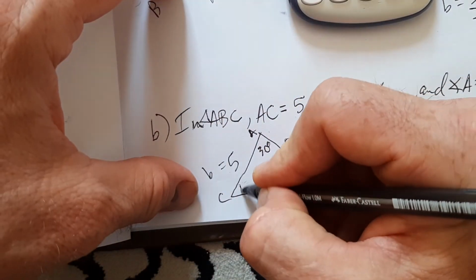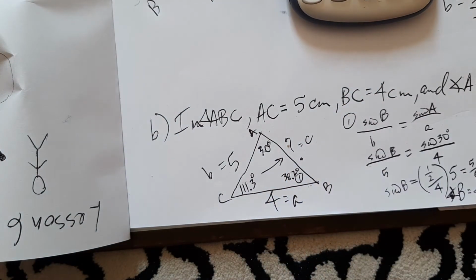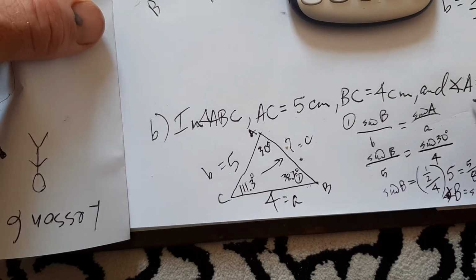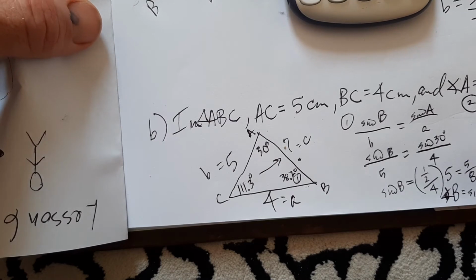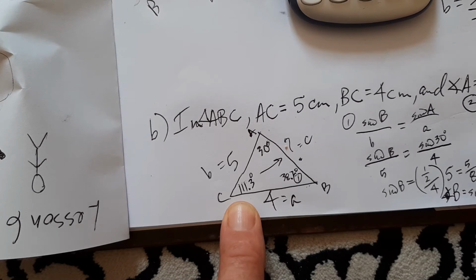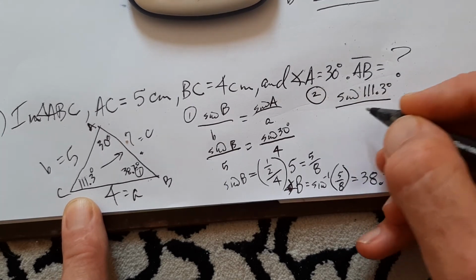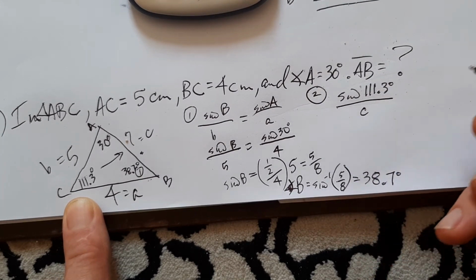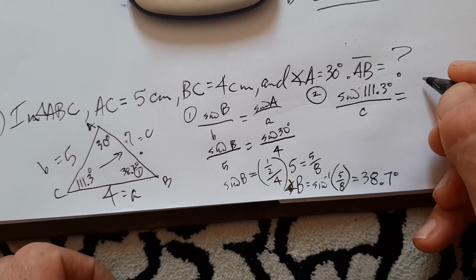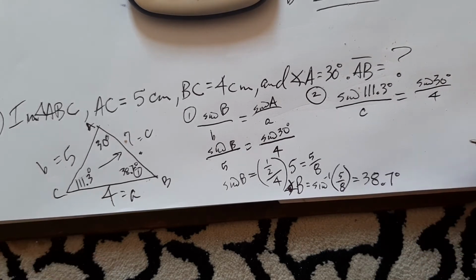That's a much bigger angle over here, 111.3. So we know this side c is going to be the biggest side, and that's what we're trying to find. Side AB is side little c. So here's step 2. We'll go sine of angle C, 111.3 degrees, over side AB, side little c, equals either of the other ones. I don't care. Let's do that sine of 30 degrees over 4 again. That was nice and easy, right?